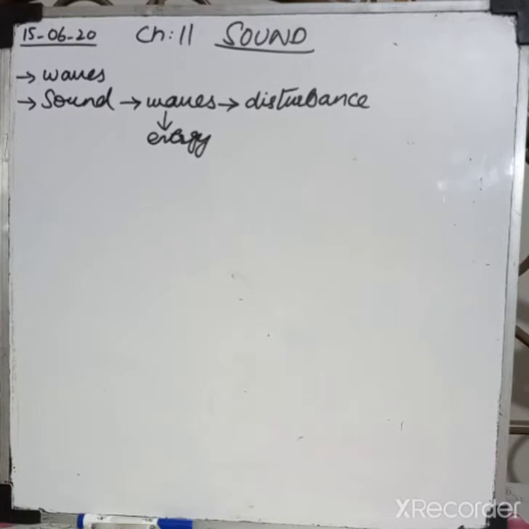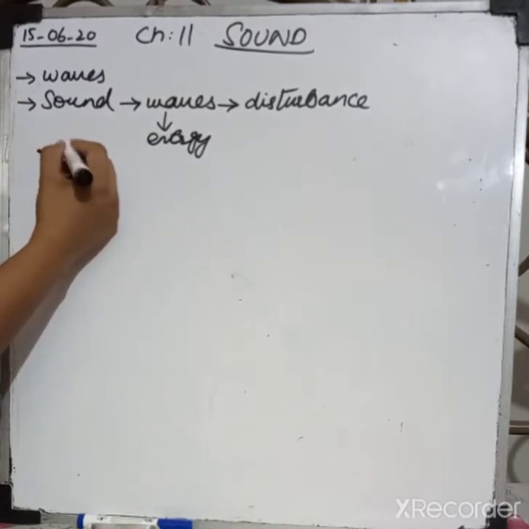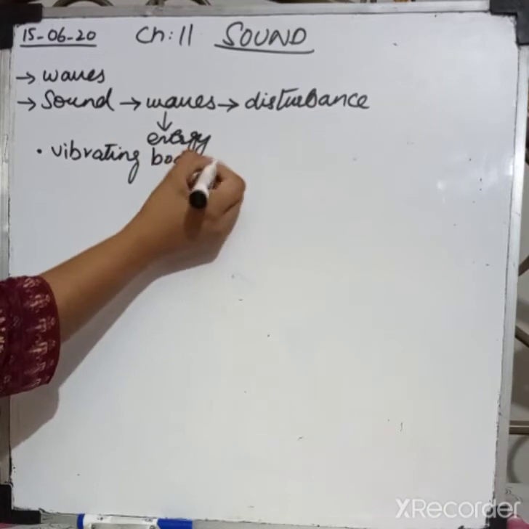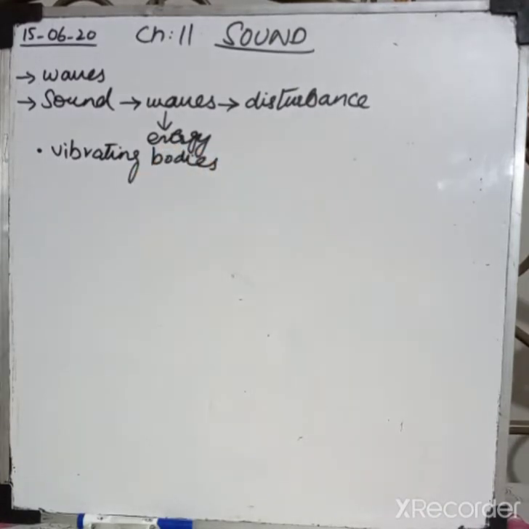Now let's discuss some basic properties of the sound waves. First of all, it must be clear that sound is produced by vibrating bodies. Vibrating objects produce sound. From your everyday life, you also know this. For example, when we hit anything, the medium is disturbed and a sound is produced. Whenever you pluck the strings of a guitar, sound is produced. Your heart beats and produces sound. Some other organs like lungs also vibrate to produce sound.